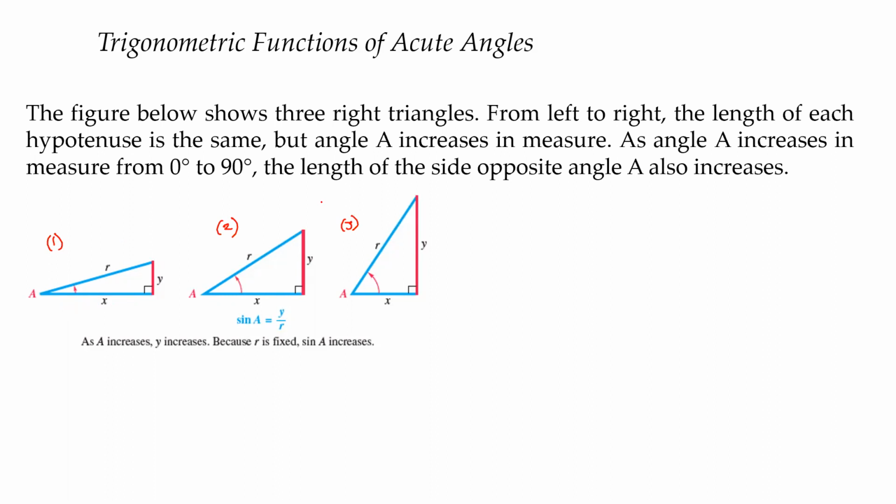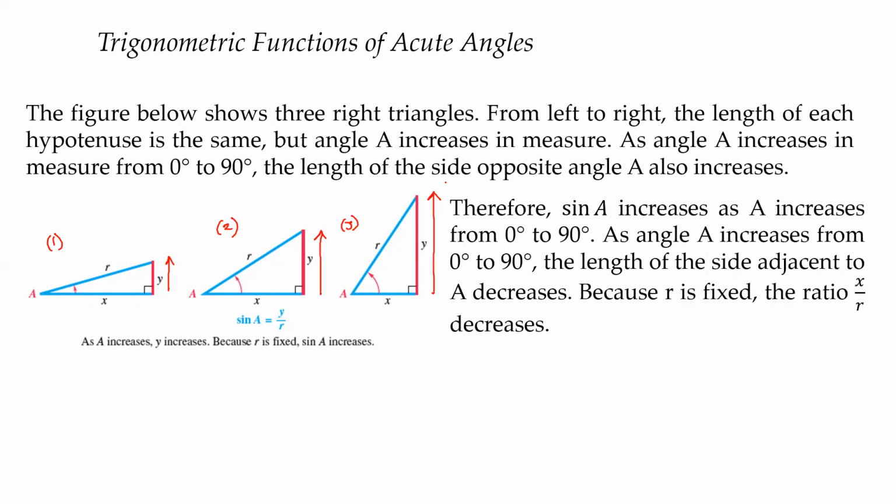From left to right, the length of each hypotenuse is the same. However, angle A increases in measure. As angle A increases in measure from 0 to 90 degrees, the length of the side opposite angle A also increases. So this one here. Yan nila kataas. Taas na jud kayo siya. Therefore, sine A increases as A increases from 0 to 90 degrees.